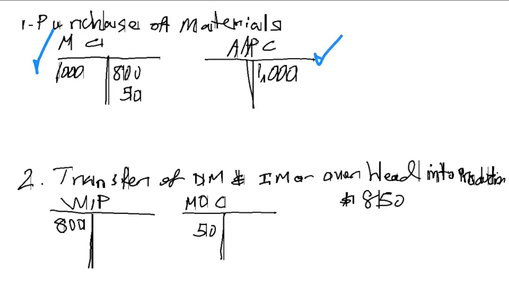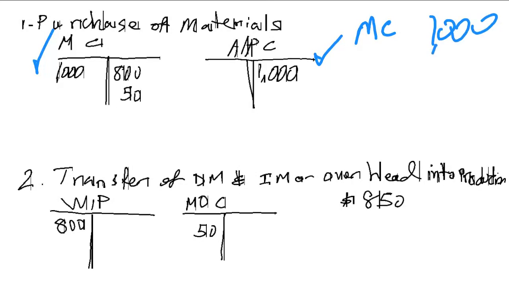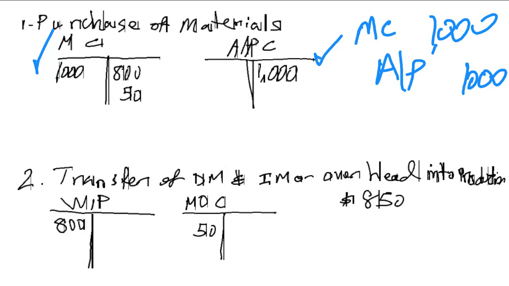If you want to make a journal entry, you can simply make a journal entry like that: debit material control 1,000 and credit accounts payable 1,000. I did not write down the journal entry for this one because I gave you the T account. You see this: debit material control, credit accounts payable, $1,000.